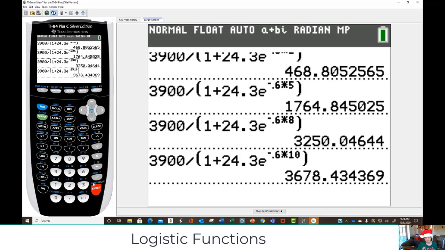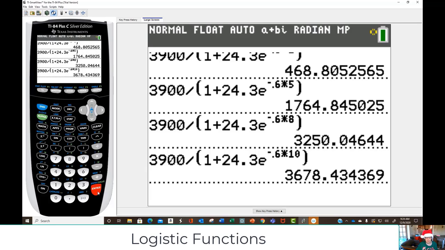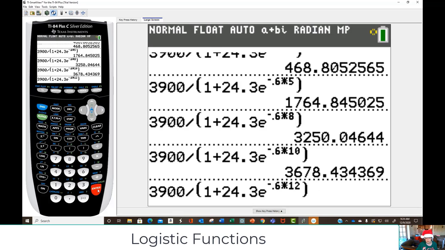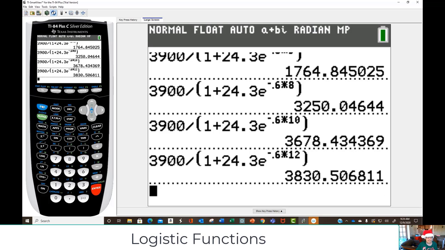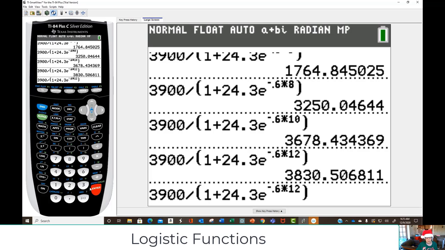And one more. No, two more, 12 and 16. Oh, good grief. All right. Second, enter. Back up. We're going to change that 0 to a 2. Enter. And finally, second, enter, back up. We're going to change the 2 to a 6. Enter.